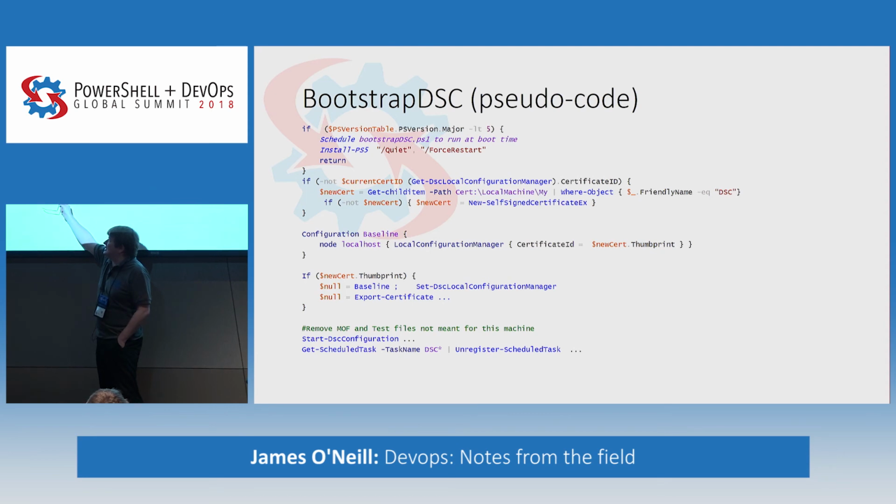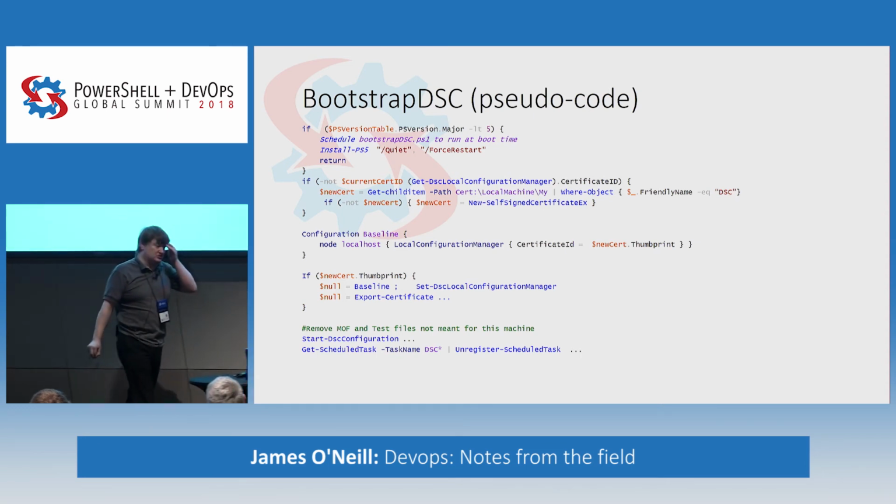Now, one of the tricks that I use is I make sure there is no configuration to start if I'm expecting to create a certificate. So I can run this once, and it will create the certificate. I can run it a second time, and the configuration's there. And if it gets to the end, it can then say, remove that scheduled task.